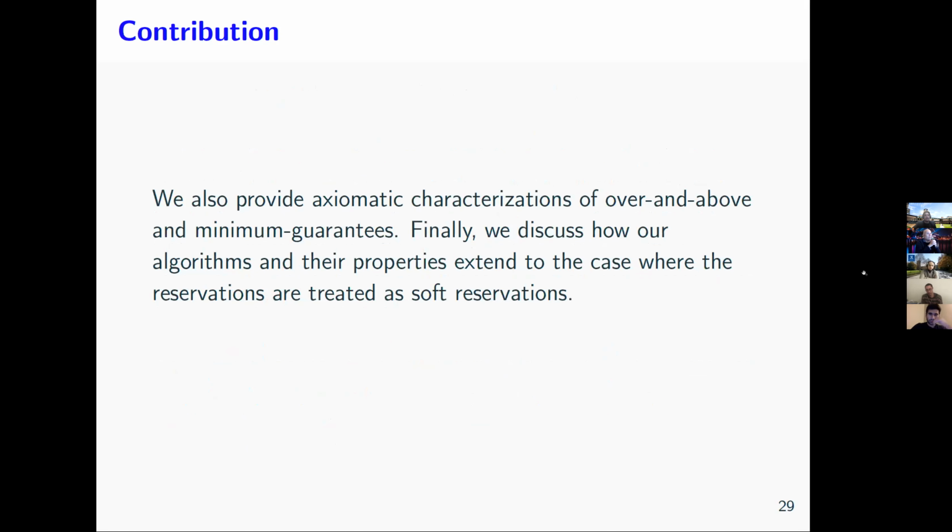And finally, one contribution we have is that we also provide axiomatic characterizations of these classical over and above and minimum guarantees rules. And we'll discuss how our rules and all their properties also work for what is called soft reservations.